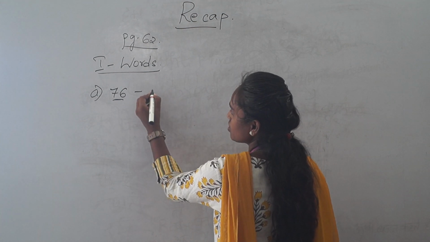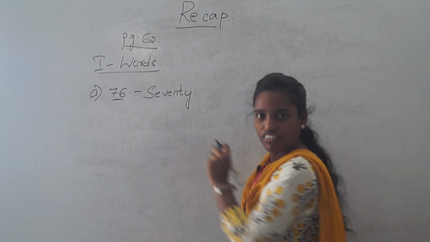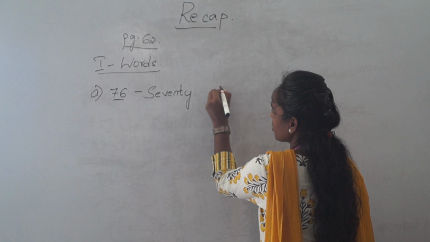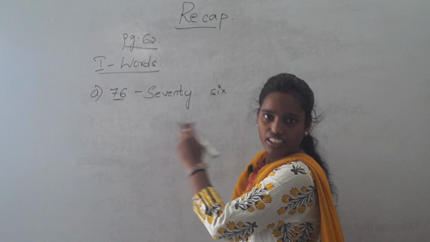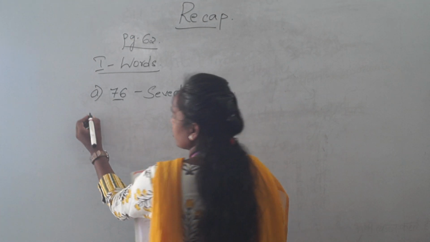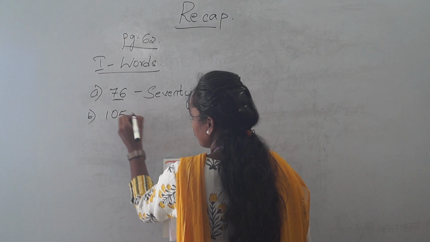76 means SEVENTY. 70. Take a finger gap. And next SIX. So 76. Have you got it, children? 76. Okay. Let us go for B bit. What is B bit? 105.